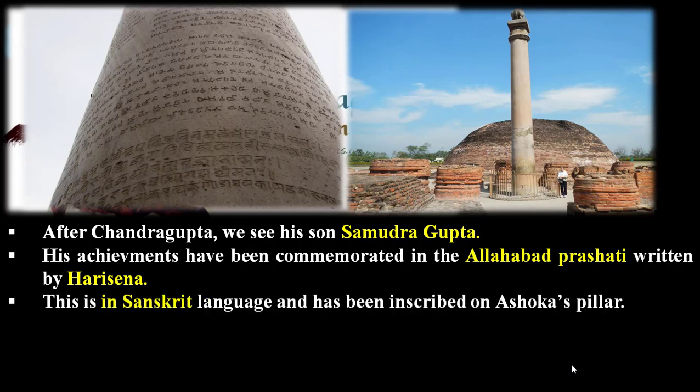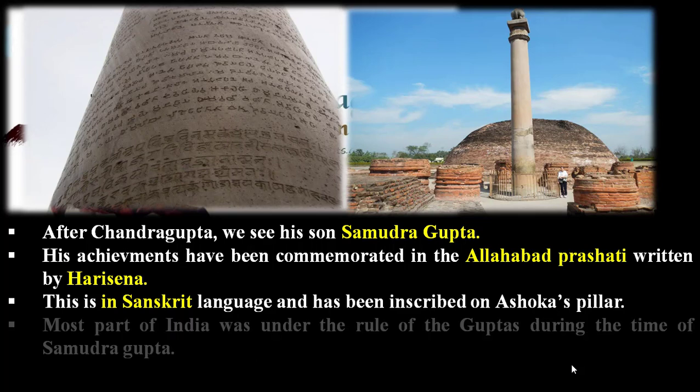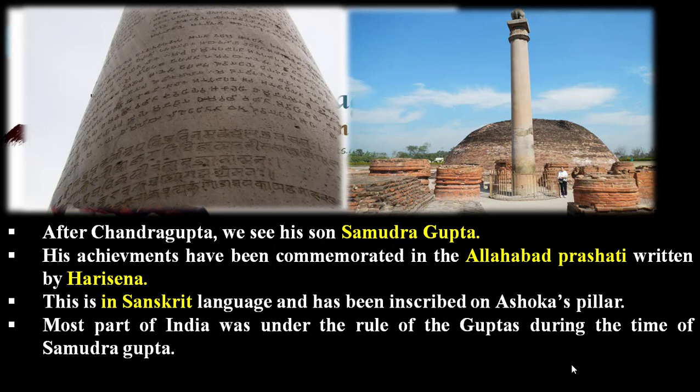This is in Sanskrit language and has been inscribed on Ashoka's pillar, which we studied in the previous lesson. In the same way, the Allahabad Prashasti inscription, inspired by Ashoka's pillar, provides information about Samudra Gupta. Most part of India was under the rule of the Guptas during the time of Samudra Gupta.